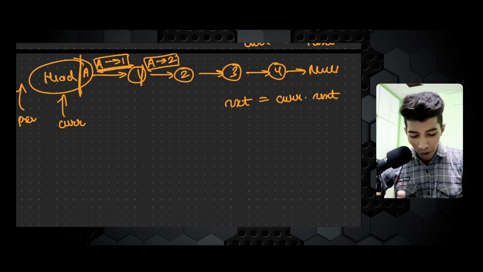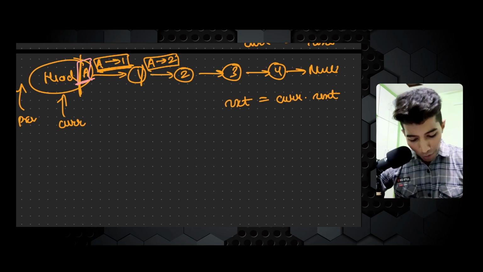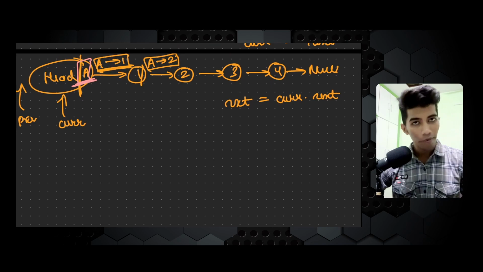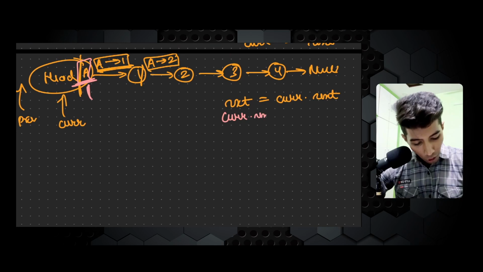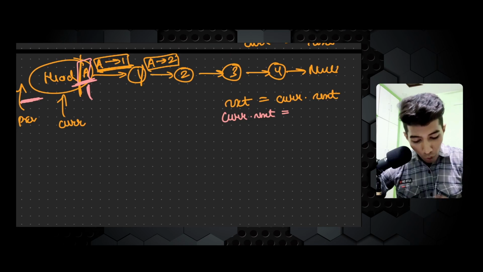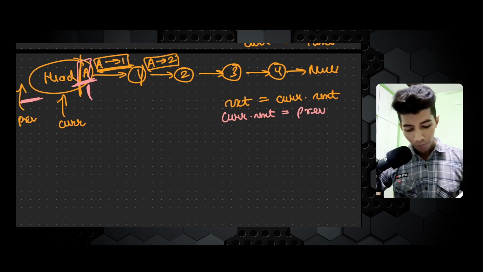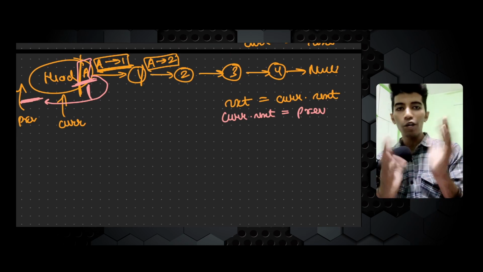After storing this particular address, you understood this? I have stored this address, and it is now with me. Now I will change this address. Why? Because I have this address stored now, so there is no problem of data loss. I just have to change this. So I will change my current dot next to point towards previous. Previous is None over here, so I just write previous. Now instead of going over here, this will go to here. So my linked list got reversed.